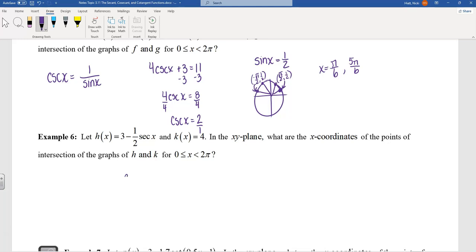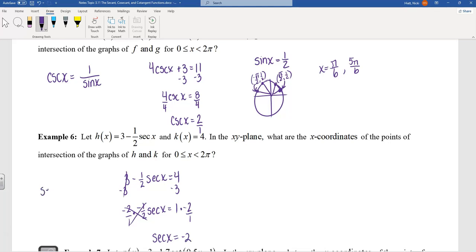For this, I'm gonna have 3 minus 1/2 secant x equals 4. So I would need to subtract 3 here. So negative 1/2 secant x equals 1. And then I could divide by negative 1/2, or I can multiply by the reciprocal here, which makes it a little easier, because that's what you're going to do. So multiply by negative 2/1. So secant of x equals negative 2.